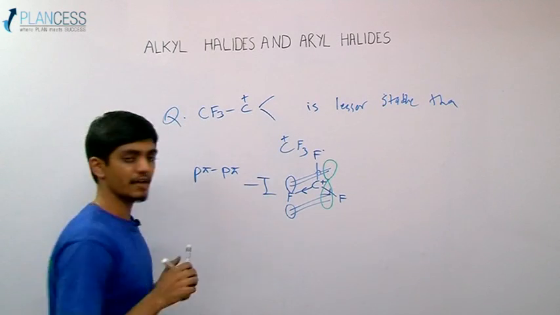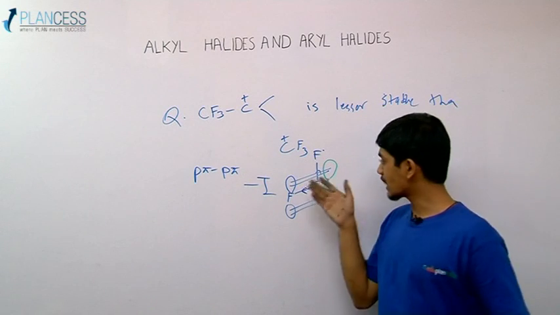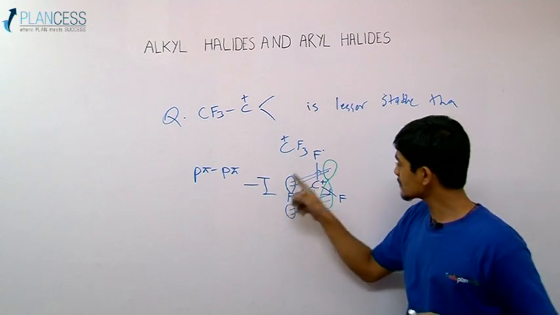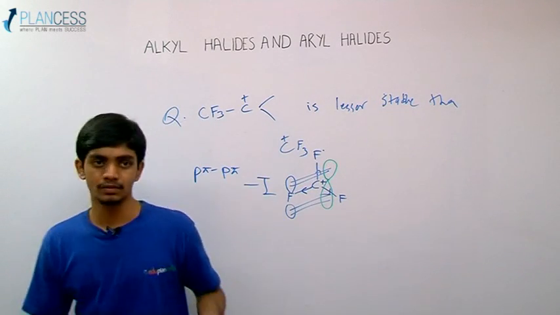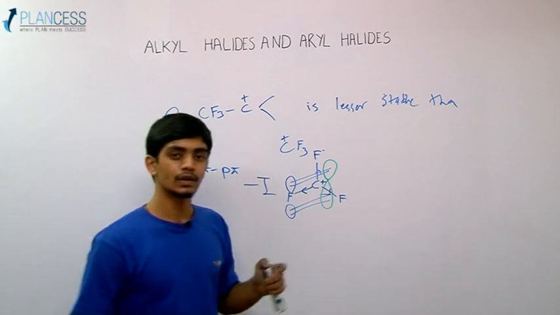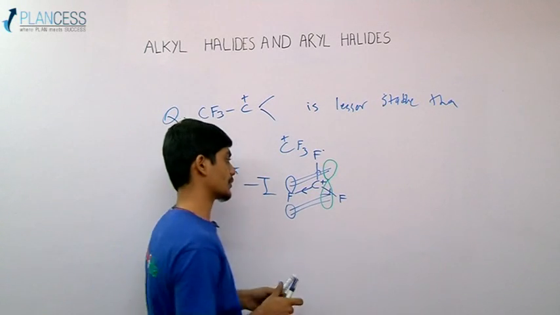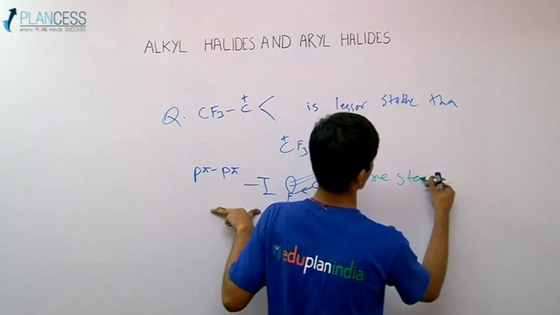That means F has got a good number of electrons, and a carbocation is there. So if this carbocation can get some electrons from this F orbital, it will be stabilized. Each F contributes to this empty p orbital and makes this carbocation more stable as compared to this carbocation.